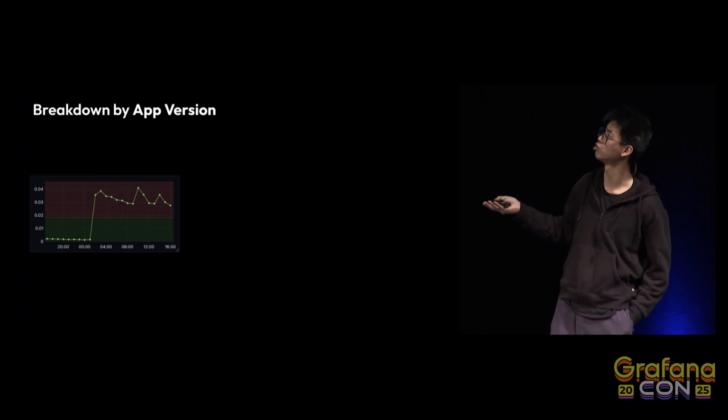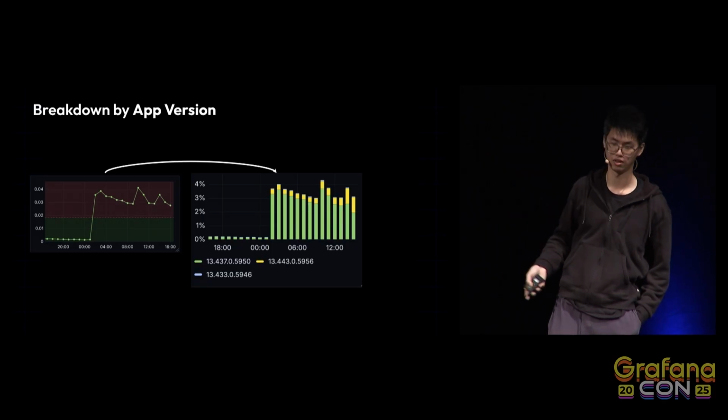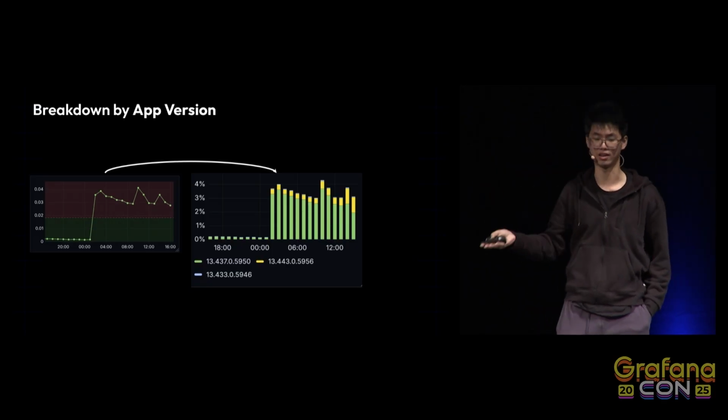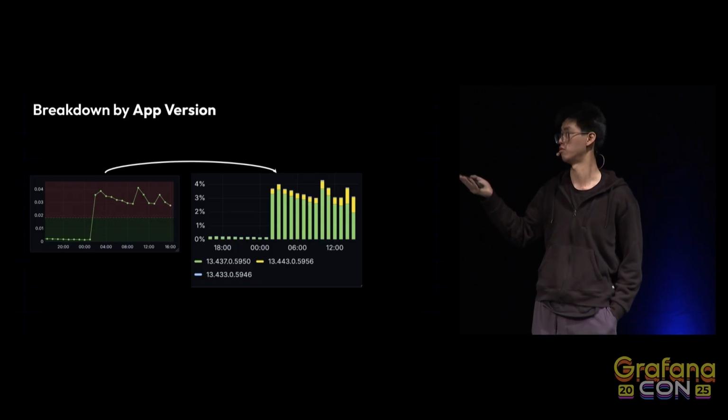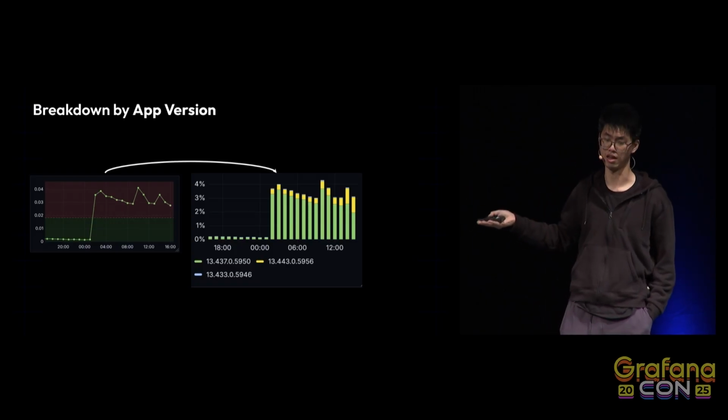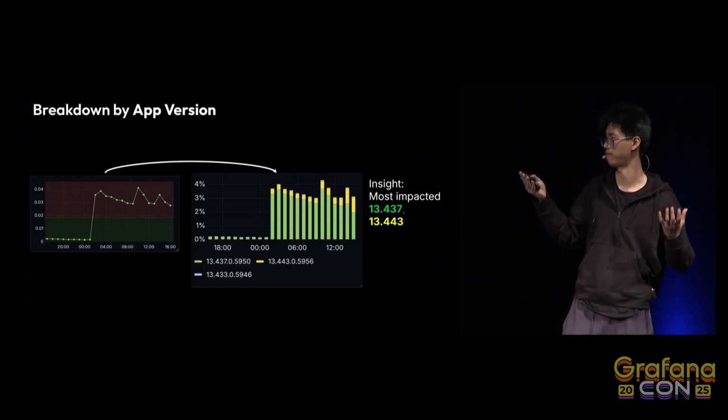Or we might want to break down by app version. That would tell us if maybe there's a regression in our new release, and at least you will know which versions are being impacted.